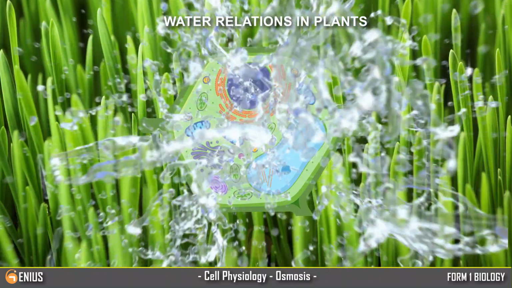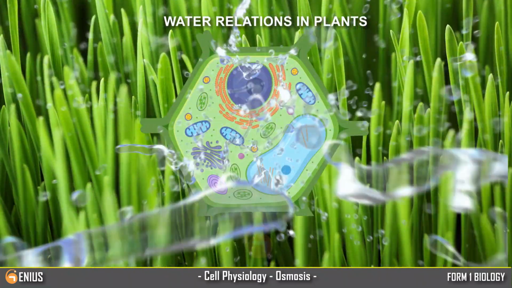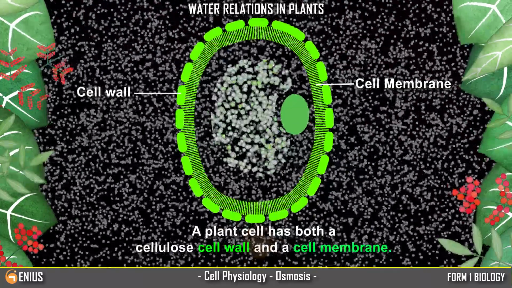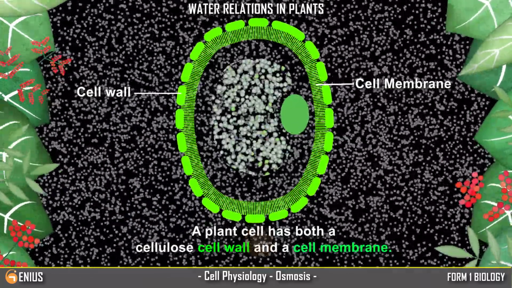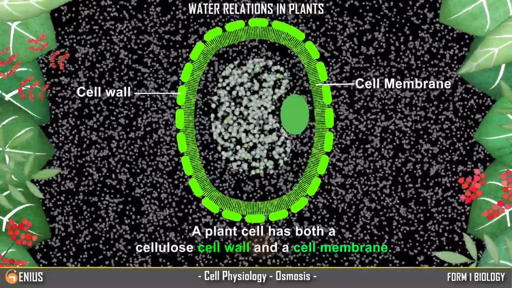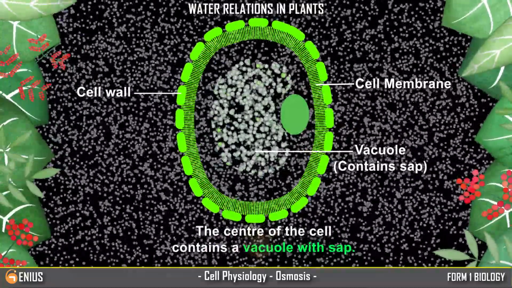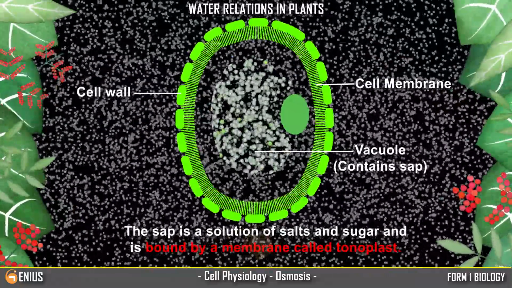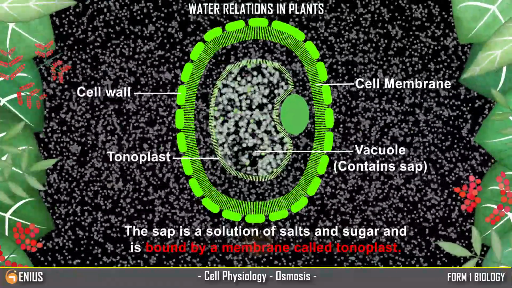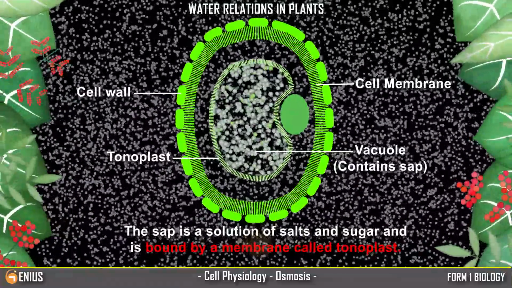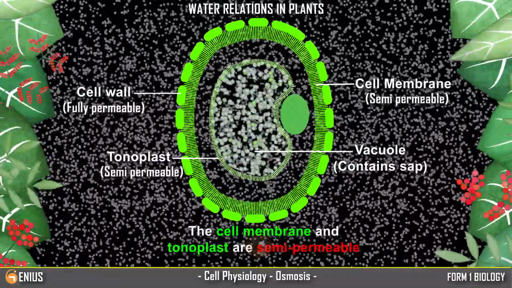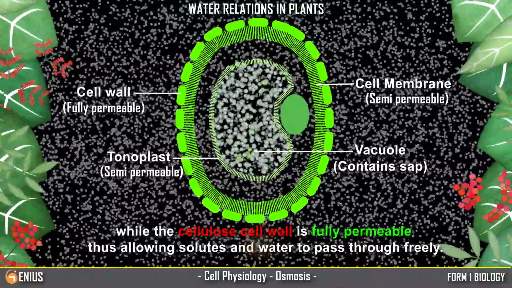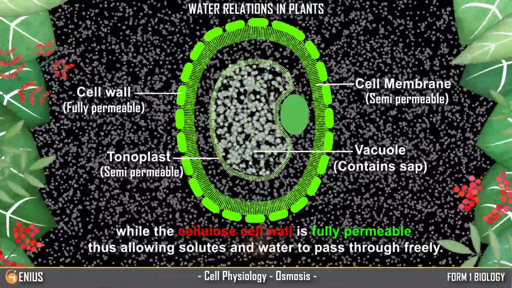Water relations in plants. A plant cell has both a cellulose cell wall and a cell membrane. The center of the cell contains a vacuole with sap. The sap is a solution of salts and sugar and is bound by a membrane called tonoplast. The cell membrane and tonoplast are semipermeable, while the cellulose cell wall is fully permeable, thus allowing solutes and water to pass through freely.